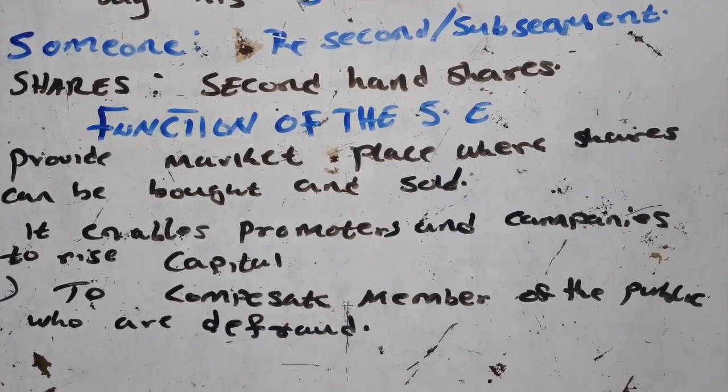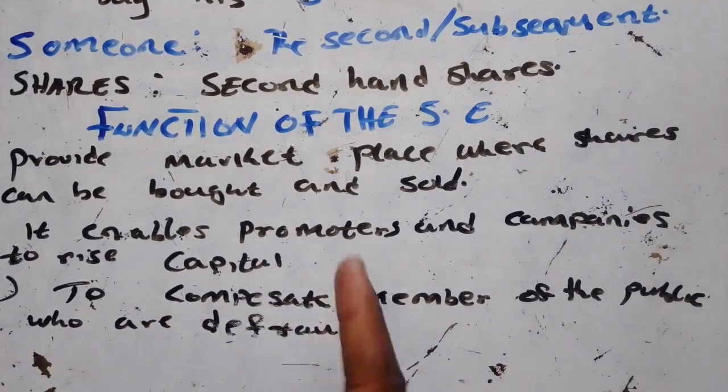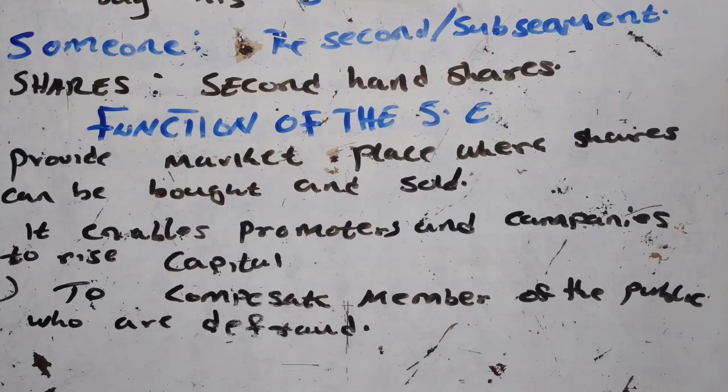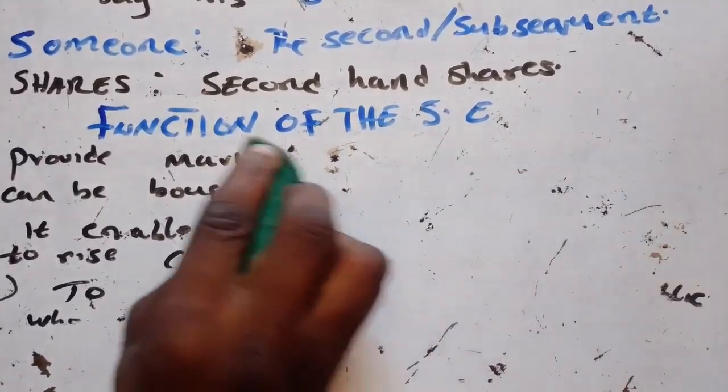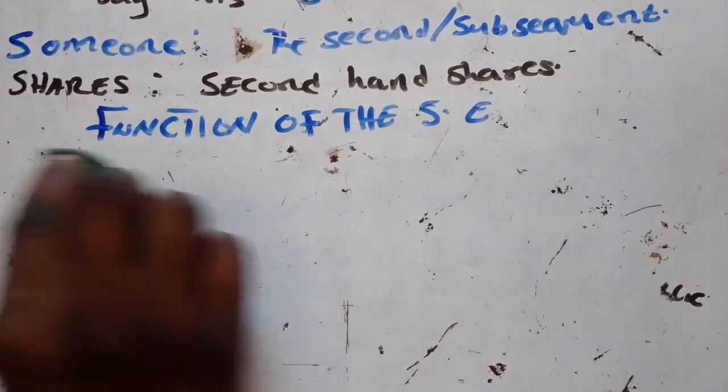So to add more functions of this, we need to create a space for this. So make sure that you write as I say. Okay, so we are still on the functions of the stock exchange.